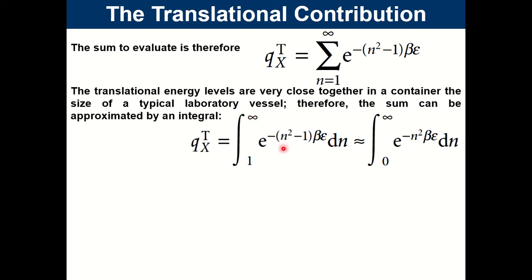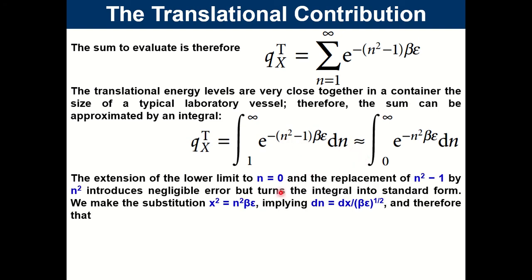So this gives you e to the power minus beta e n square, with the extension of the lower limit to n equal to 0. You can see here we are changing it to 0, and the replacement of n square minus 1 by n square introduces only a small change. This is done in accordance with the principle of statistical mechanics that we initially discussed in the last class. The first state you have to take as 0, the lowest limit, and the replacement of n square minus 1 by n square.